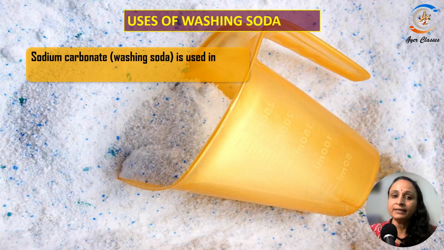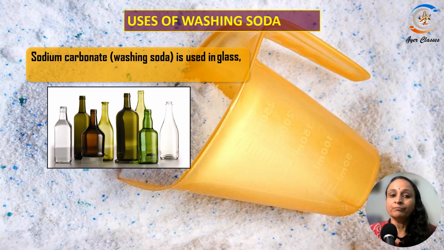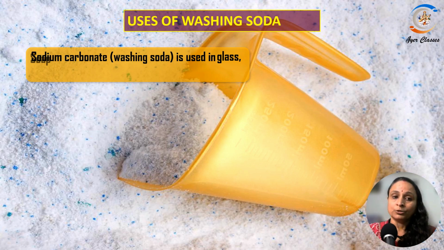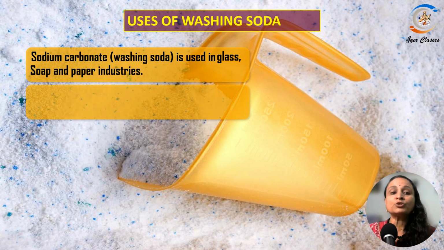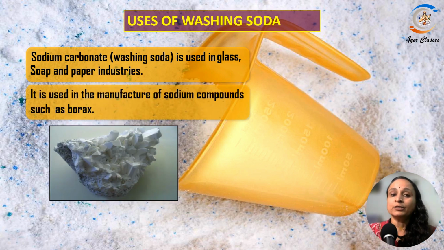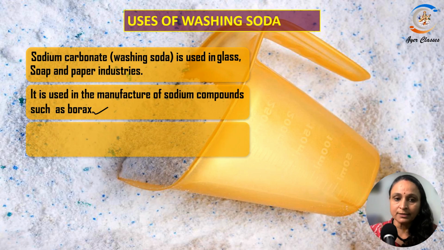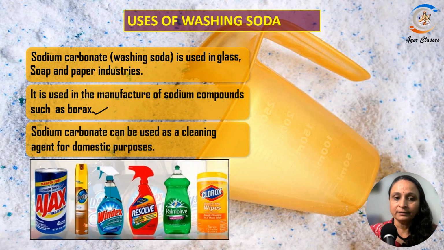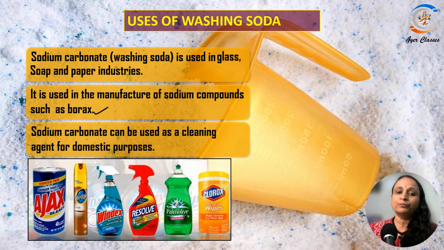Sodium carbonate, it is used in making glass. You mix it with sand, heat it, and you will be getting glass. All the kinds of the glass. So the next, soap, paper industry. Yes, it is also used for making sodium compounds like borax. Borax is a salt. Then sodium carbonate can be used as cleaning agent for domestic purposes.